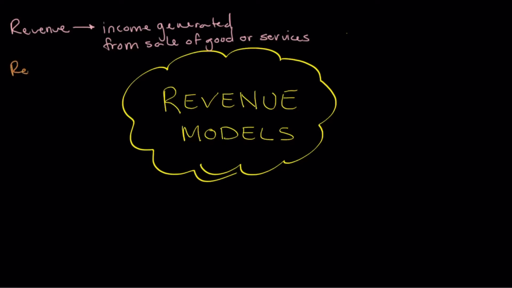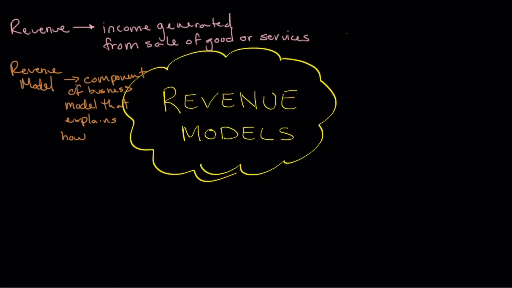Now, when we talk about a revenue model, what we're actually referring to is a component of our business model. We'll talk about business models in future weeks, but it's the component that explains how we're going to earn revenue. So while revenue is the actual money itself that's generated, the revenue model explains, based upon the goods and services that we offer, how we are going to earn revenue.